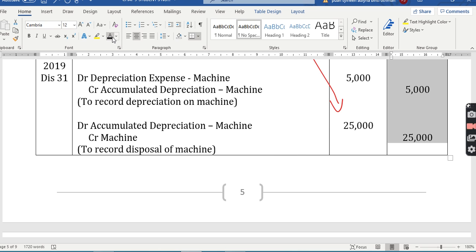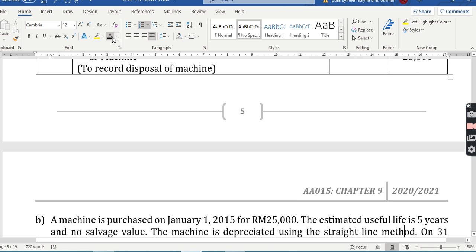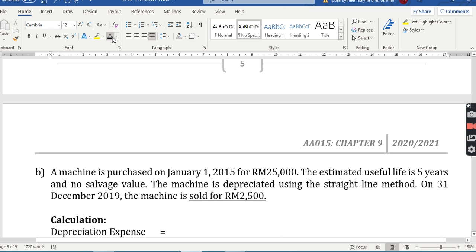This is how you record the disposal of the asset with no salvage value, and this is done towards the end of the useful life. So that means the asset was fully depreciated. In this question, the asset has no salvage value, so when it's fully depreciated, the amount will be 25,000.